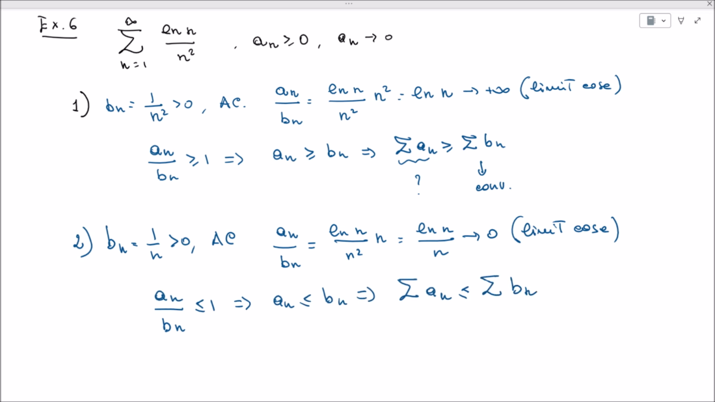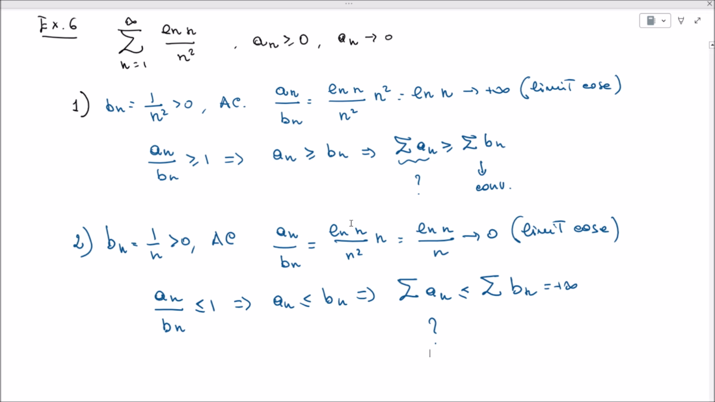And now, once again, we are in one of the undetermined cases, because we know that the harmonic series will diverge to plus infinity, right? So this will diverge to plus infinity. So nothing can be said about the series of the an.